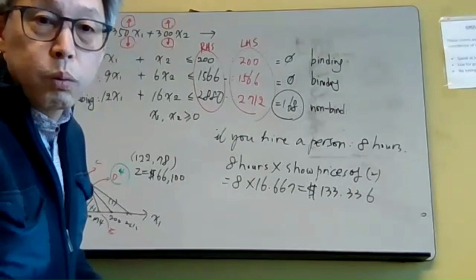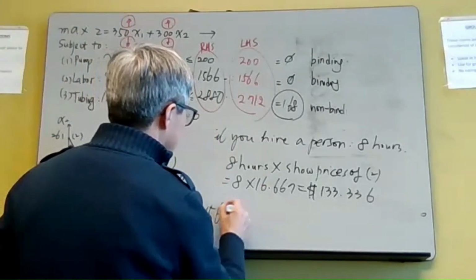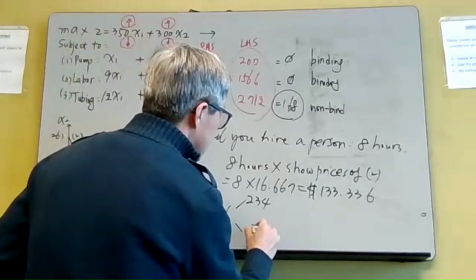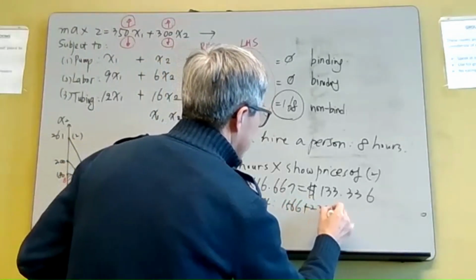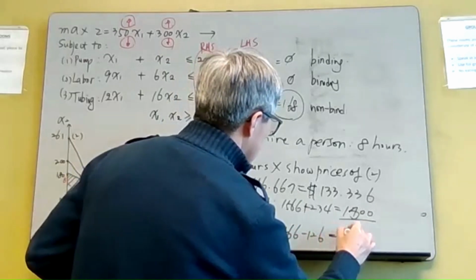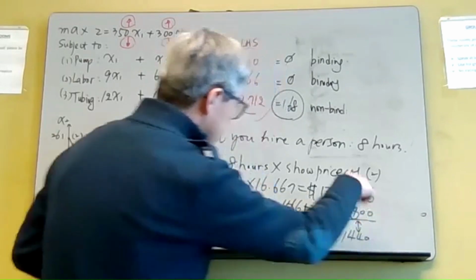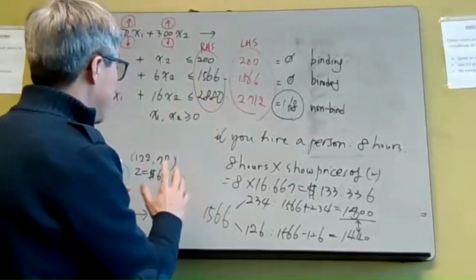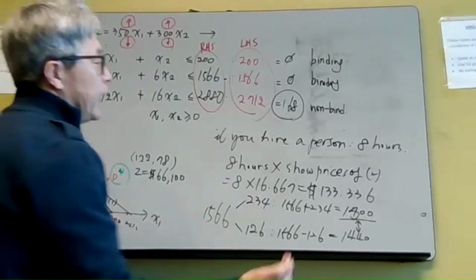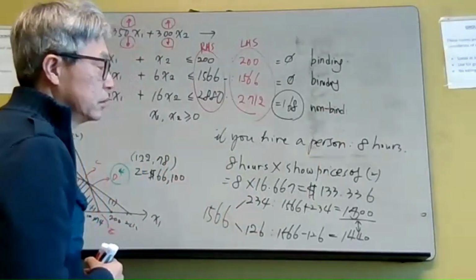So we need to take a look at the allowable increase and allowable decrease. So 156 allowable increase, 234 allowable decrease, 126, right? So 156 plus 234, so 17800, and 1566 minus 126, 11440. Within this range, your profit will go up and down by $16.667. But if you add more than 800 labor hours, there will be extra labor hours, which is not necessary.